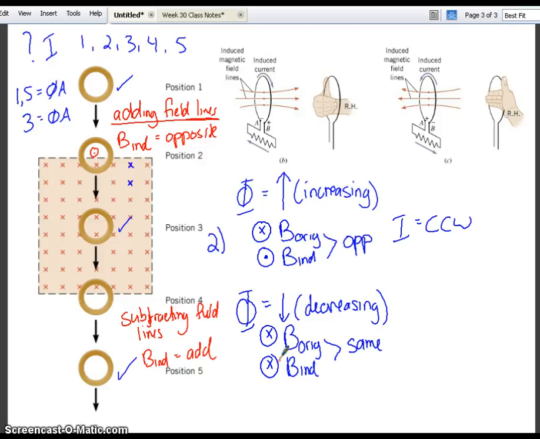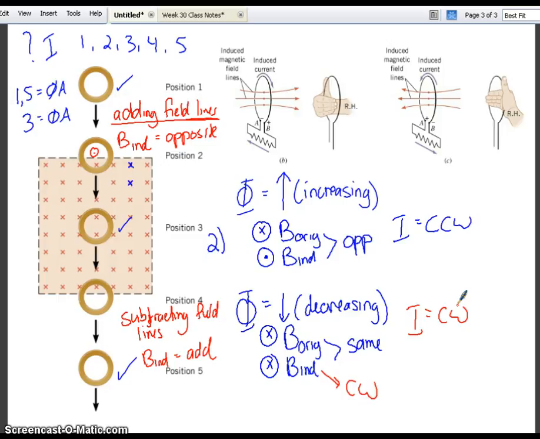So that means that the current in this situation, if we take our fingers and go into the board, our thumb will curl around in the clockwise direction. So the current here is clockwise. Okay?